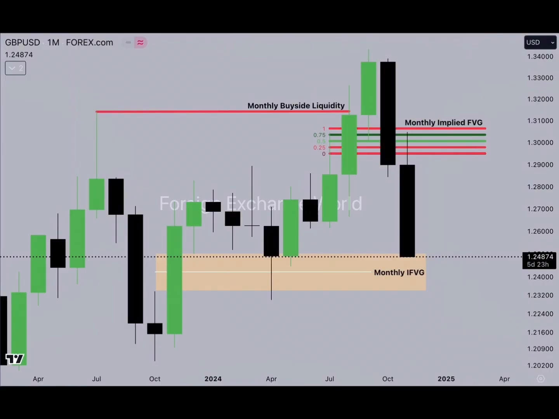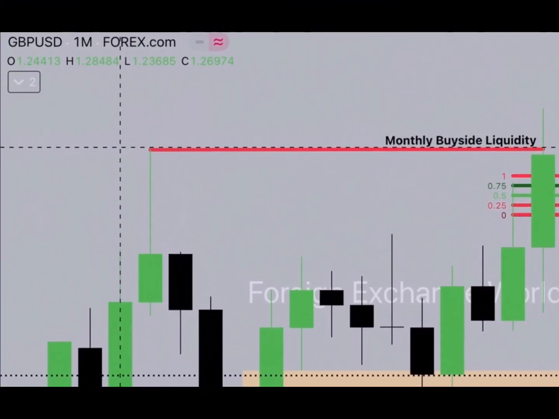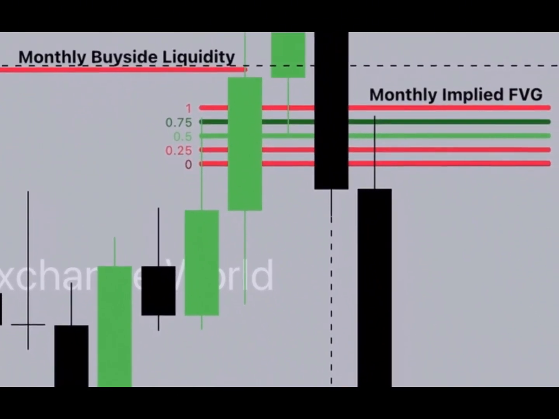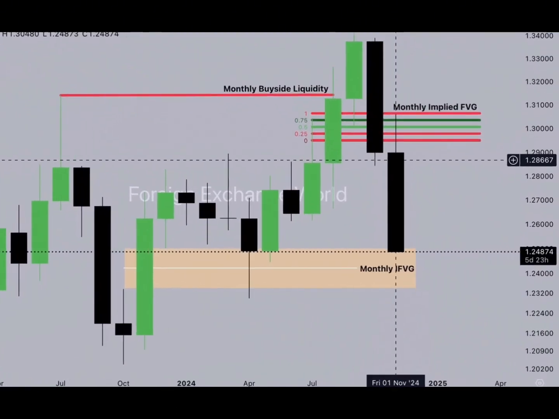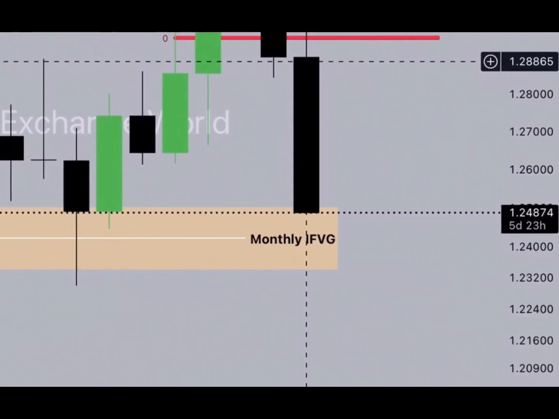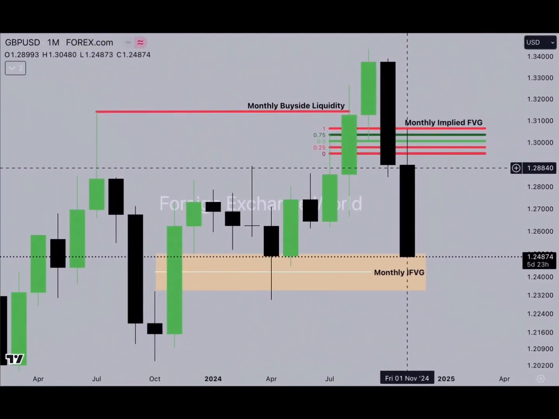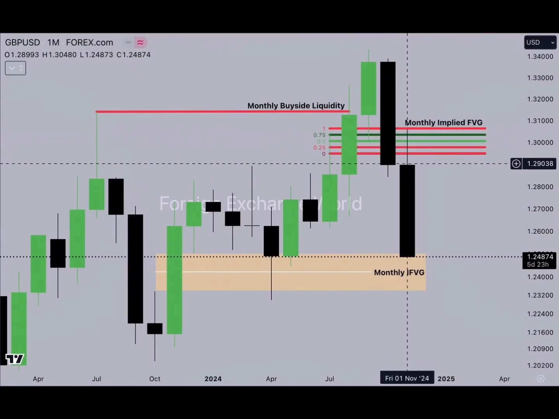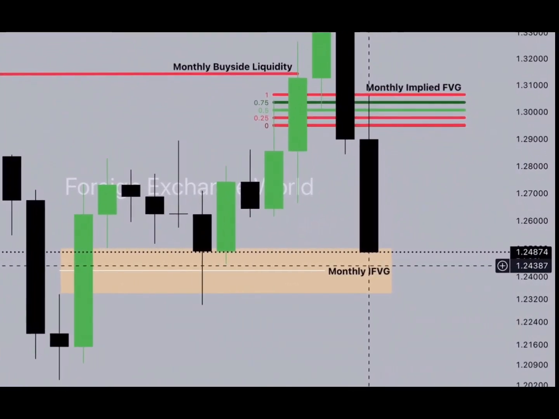In this chart, we are looking at GBP USD on a monthly chart, and we can see that price took out the buy side liquidity on this swing high right there, therefore went lower. This month, November 2024, price pushed higher first to the 75% of the monthly implied fair value gap, therefore went lower, went weak, up until it reached the monthly inversion fair value gap.